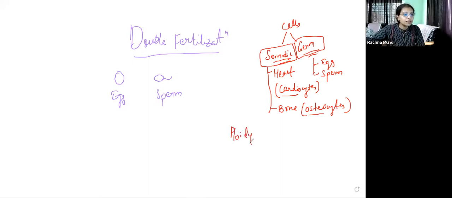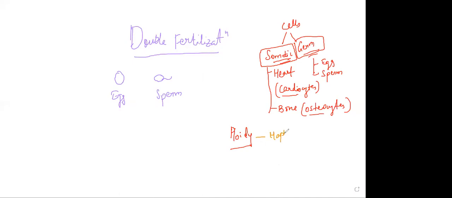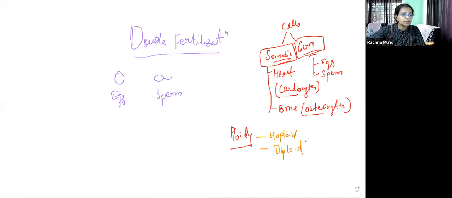I am using the term ploidy. What do you think is ploidy? You have heard of it. You already know about it. This is just a generalized term. You have heard of haploid, then there is diploid. And how do you represent haploid? As N, right? And how do you represent diploid? As 2N, right? This is how you represent. But what do you exactly mean by this N and 2N? What is haploid and diploid?